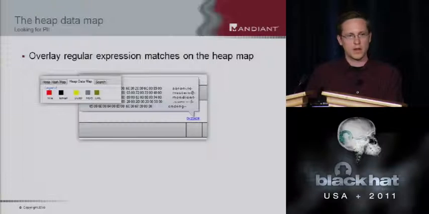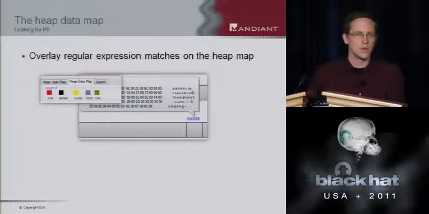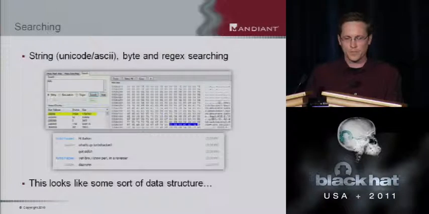It also has byte pattern searching, so if you want to look for PEs, you can define things in the PE header to scan in the heap. You'd be surprised how many portable executables are actually in Skype's heap. And as I said, you can do searching for string, Unicode or ASCII, byte patterns, and regular expressions. This is the Skype conversation that resembles a data structure that could be scanned for.